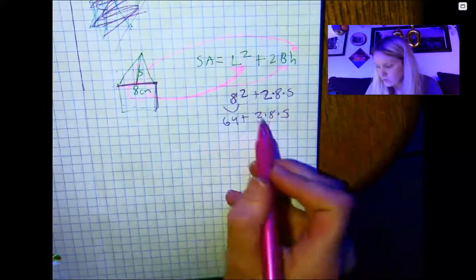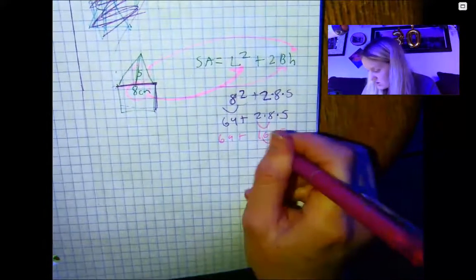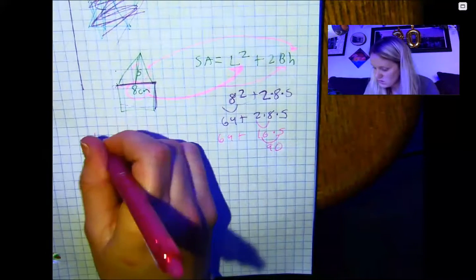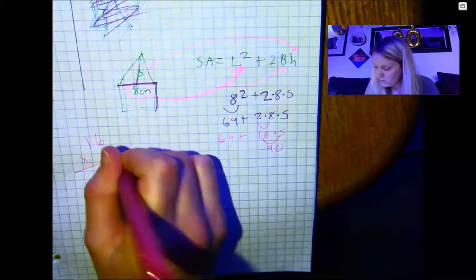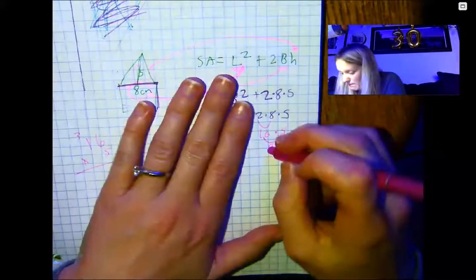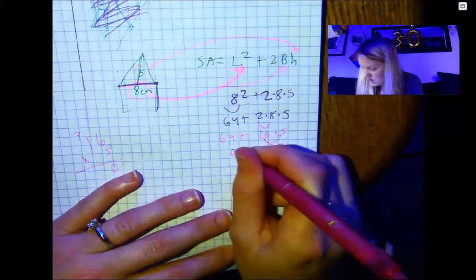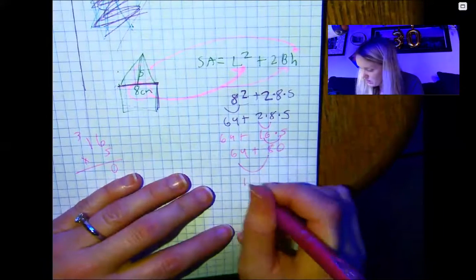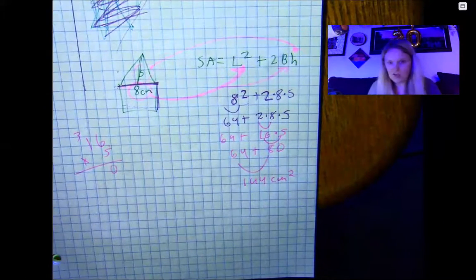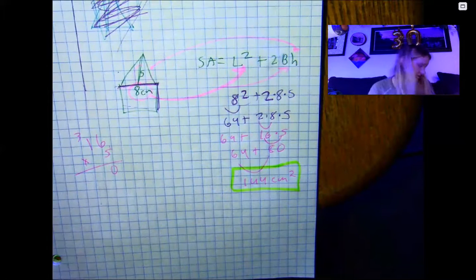So we do 2 times 8. We do not add first. We do multiplication first, which is 16. Now I need to do 16 times 5. I'm pretty sure that's 90. Well, let's just do 16 times 5. Oh, it should be 80. 5 times 6 is 30. 5 times 1 is 5, plus 3 is 8, so 80. 80 plus 64 is going to be 144 centimeters squared, because that's how much area it would take to cover this rectangular pyramid. Or square pyramid, same thing, because squares are rectangles.